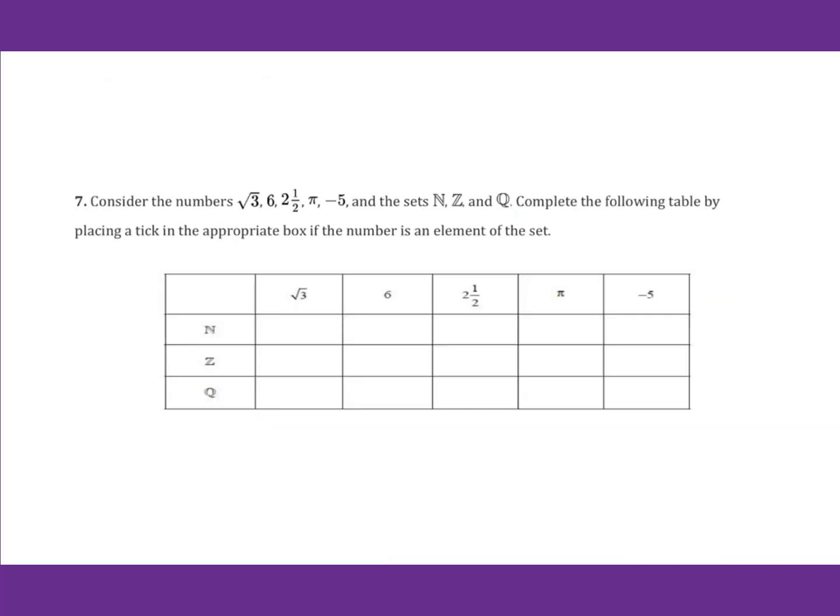Yeah, that's it. For number 7, consider the numbers, this one, and the set. This is a natural number, integers, and a rational number. Rational number means I can write down the fraction p over q, both integers. When you have this kind of question, always get started from the smaller set. Natural number, that's the smallest one. So check natural number here. The rest of them, it will be cross.